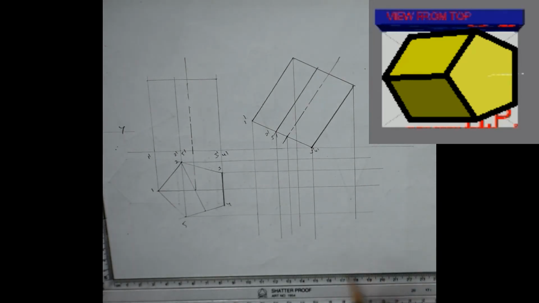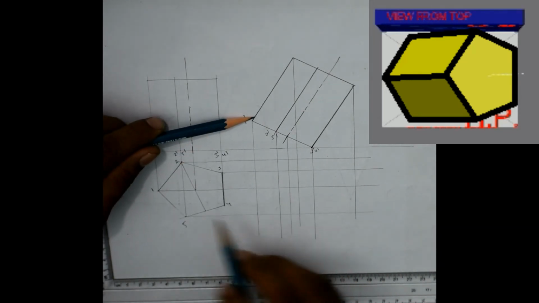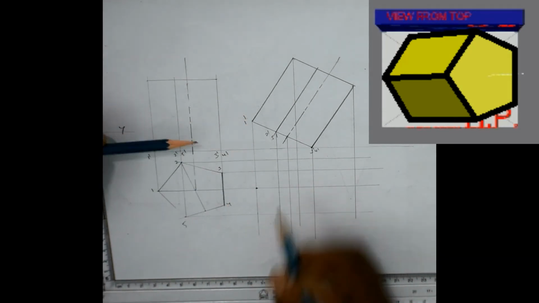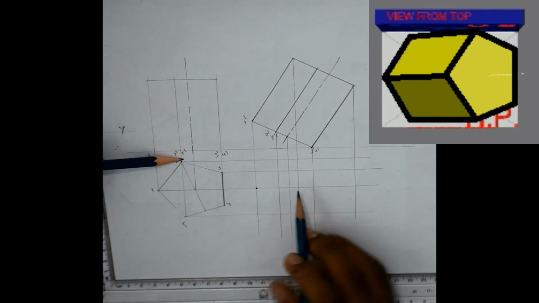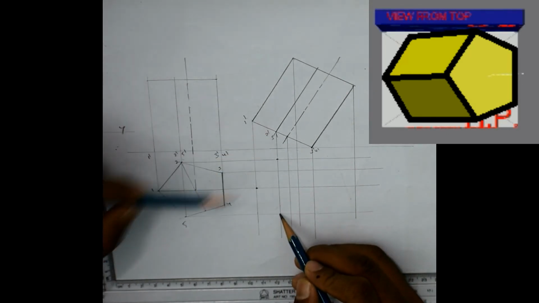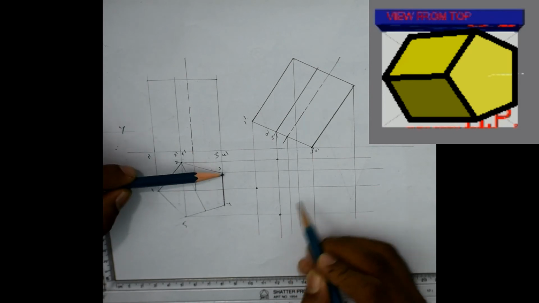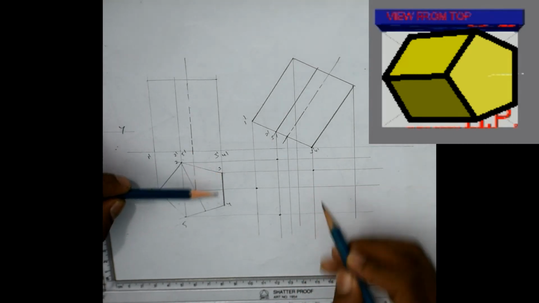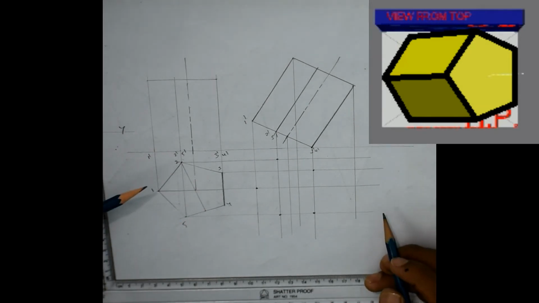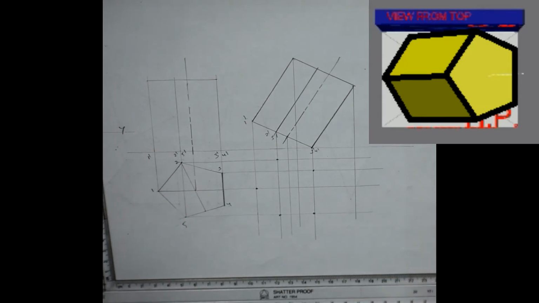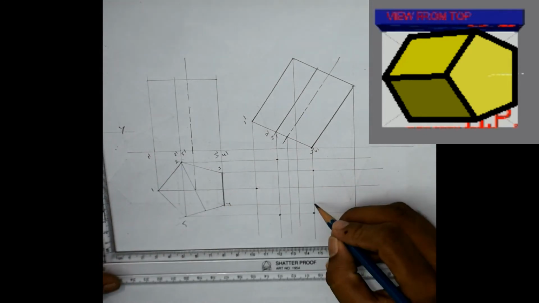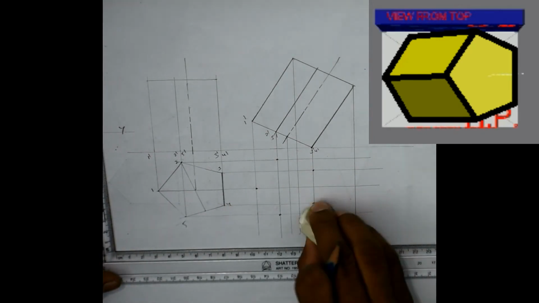So now we will see 1 dash is coming from here and 1 is coming from here. So they will meet here. 2 dash and 2 here. 5 dash and 5 here. 3 and 3 dash, 4 and 4 dash. Sorry, 4 dash is wrong. This will be your 4 and 4 dash.